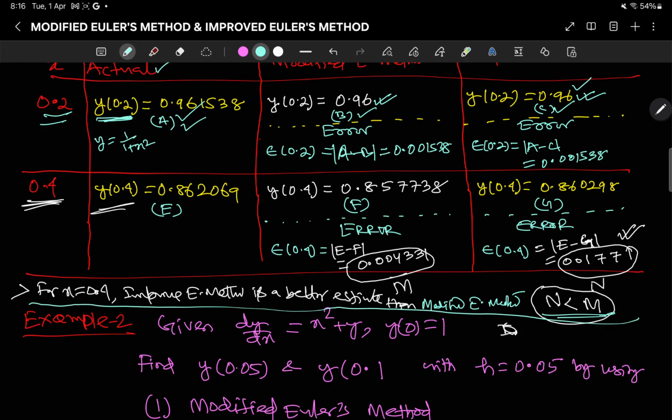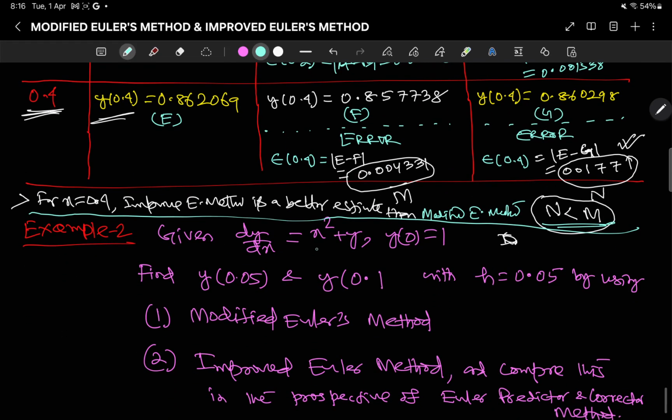Example 2. Given dy by dx is x square plus y, initial condition y0 is equal to 1, take step length h is equal to 0.05, find y of 0.05 and y of 0.1, means 2 steps are needed. So here we have to first solve it by the modified Euler method, then we solve it by the improved Euler method.